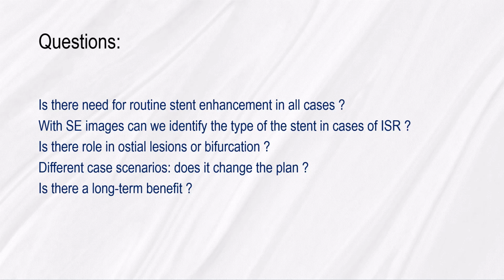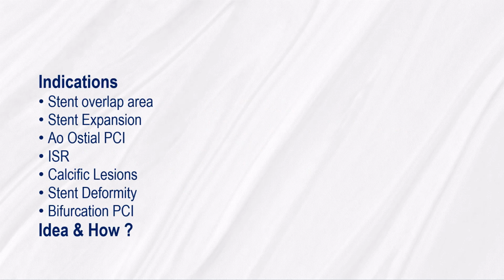Is there need for routine stent enhancement in all cases? Can we detect the type of the stent in cases of in-stent restenosis? What is the role in ostial and bifurcation PCI? Does it change the plan? And what about long-term benefits? It is important to know when to use enhancement images, the idea, and how to perform a perfect image.